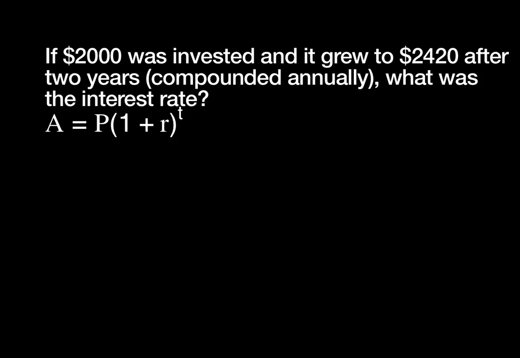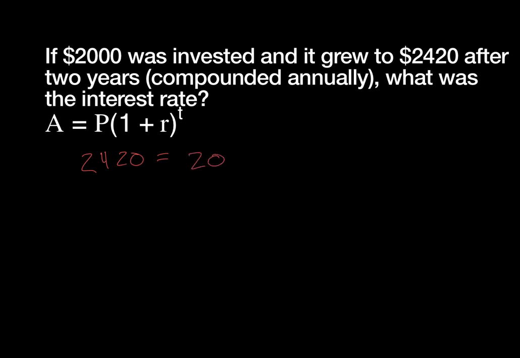A problem like this: if $2,000 was invested and it grew to $2,420 after 2 years, compounded annually, what's the interest rate? There's the formula for it. A is the amount that you end with, 2420. Is this going to be on the test or something similar to this? Something similar to this, yeah.